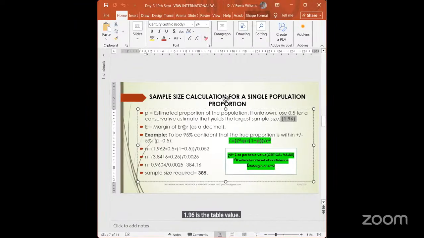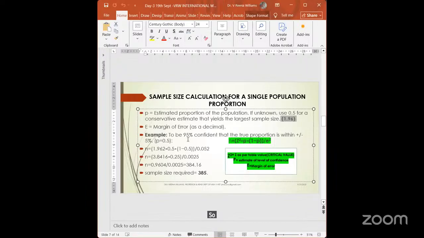Now margin of error is taken as a decimal. And for example, I put it here: to be 95% confident that the true proportion is within plus or minus 5.